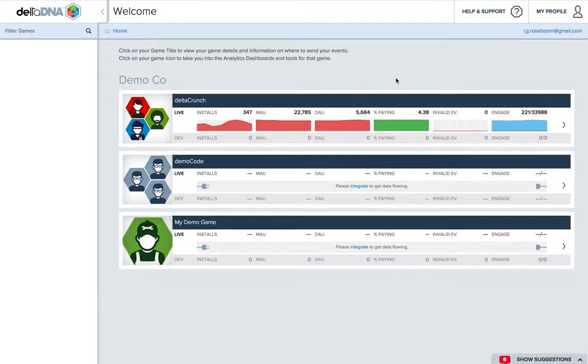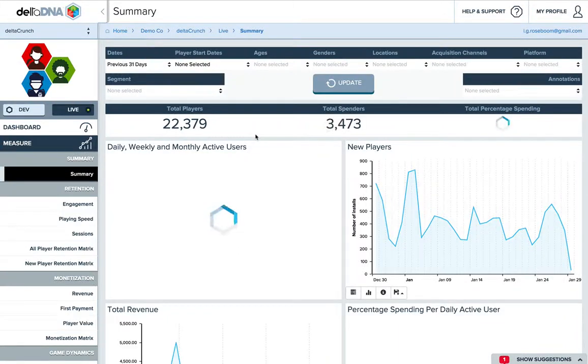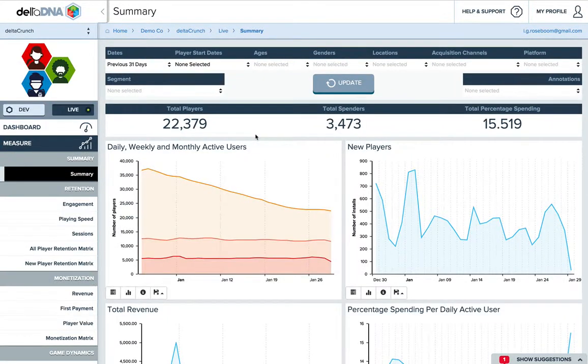Today we're going to talk about the measure charts. So let's go into our Delta Crunch game again, just like so. The purpose of the webinar today is to go through most of the charts and explain what they're telling you and how you need to set up your data to make them work, as well as cover some new functions we put into the measure that you might not know about. So we'll just start here on the summary page.